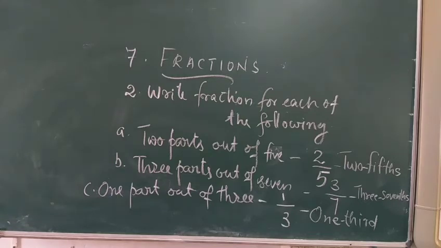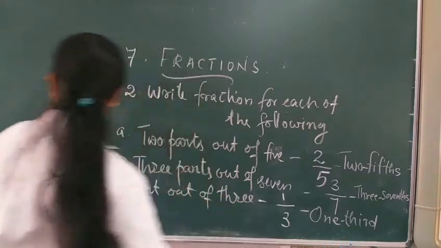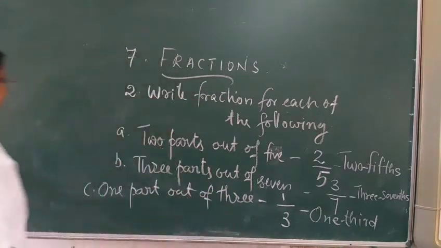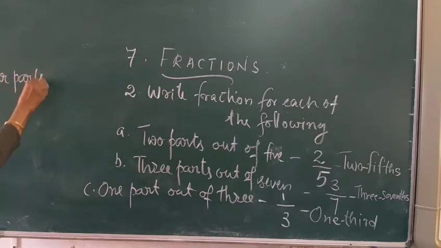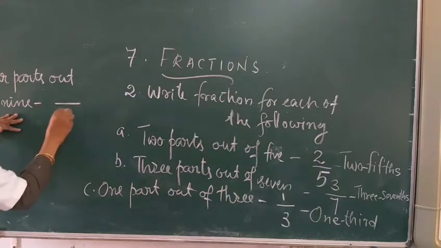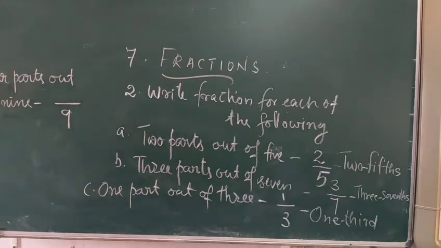Then 4 parts out of 9. I will write here the D question. 4 parts out of 9. That is, total parts 9. That represents the denominator. Then 4, that is the numerator. How do you read this number? 4 ninths. Understood?